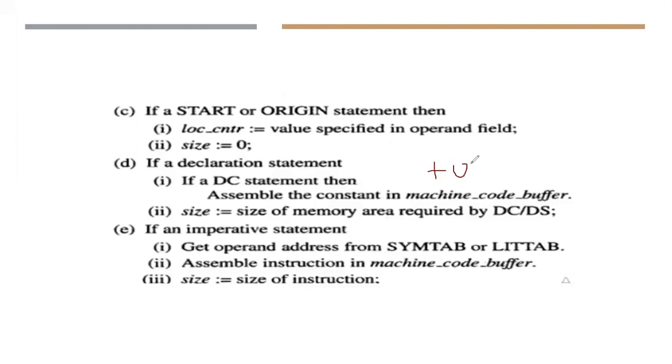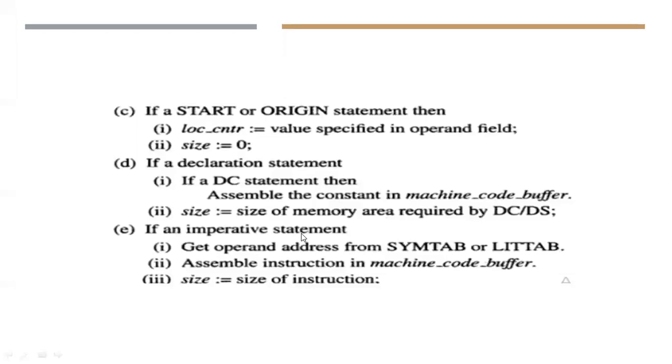Plus 0, 0, 0. And if it is a constant 5, then 5. Like this. If it is a DC or a DS statement, then this particular value is going to be added into the size. And the size of a DS statement or DC statement is only 1. So the size of memory area required by DC or DS depends on the situation.